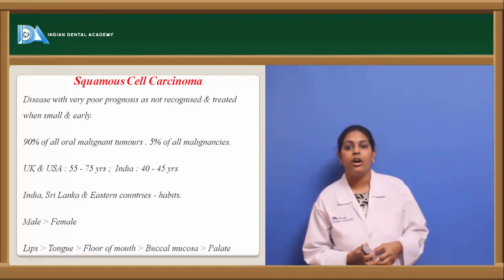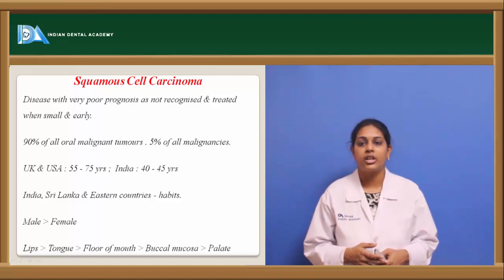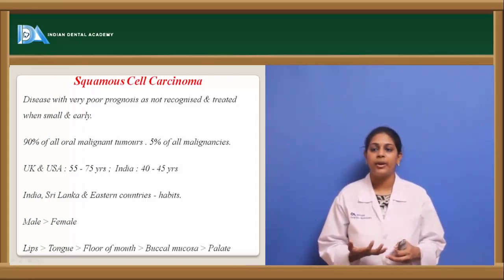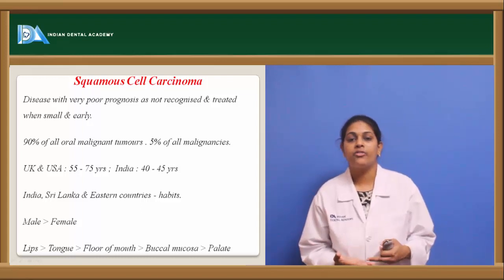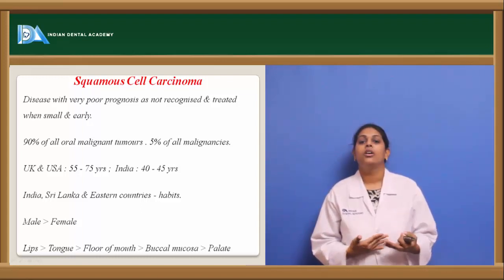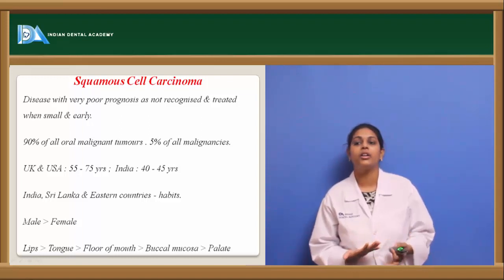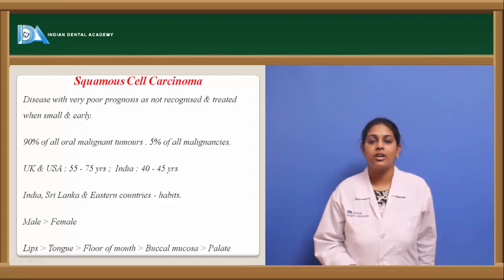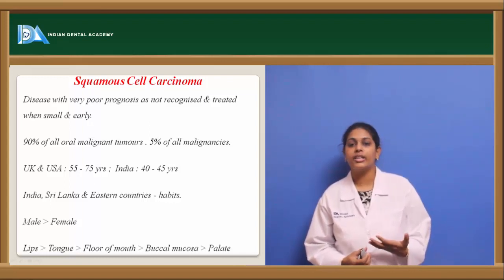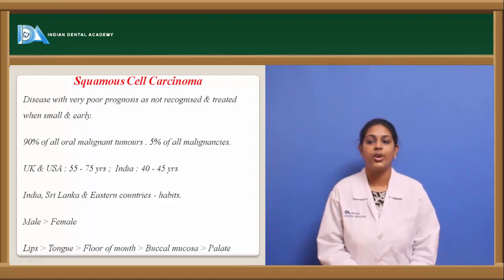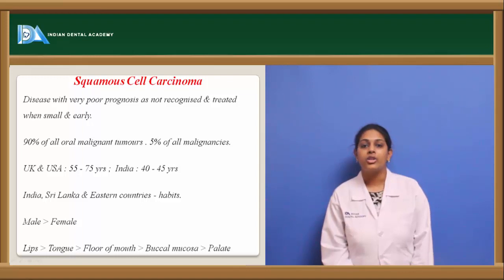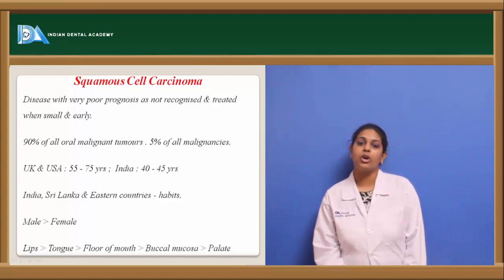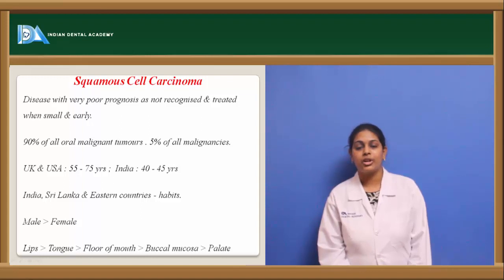In the UK and USA it appears in the age group of 55 to 75 years, whereas in India it appears in the age group of 40 to 45 years, probably because of the habits among the patients. Because of the changing lifestyle, patients are more exposed to tobacco, alcohol, hookah kind of things, which might result in a normal lesion developing into a fast growing or progressive lesion and resulting in a carcinoma. As already said, these habits are more prominent in India, Sri Lanka and eastern countries. So there is increased occurrence of squamous cell carcinoma at an early age in these regions. It is most commonly seen in males compared to females, because of the induced habits.